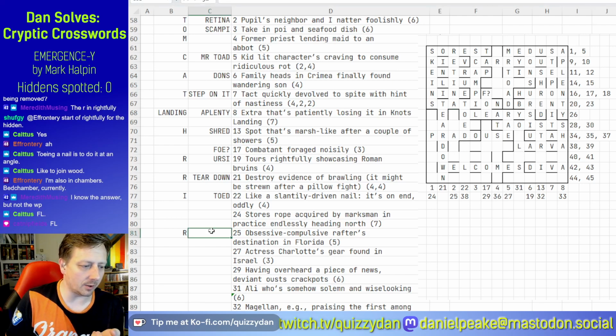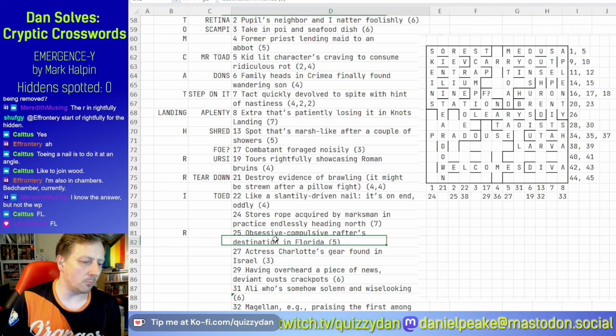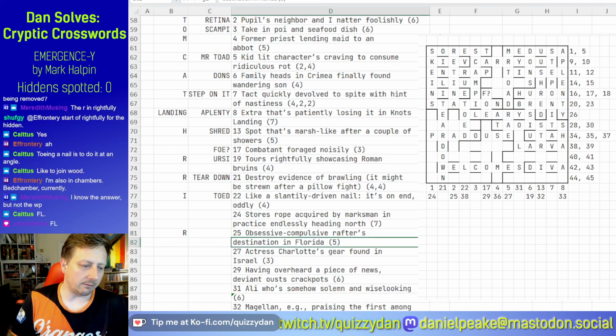I don't quite know what's going on, but I'm pretty sure that rafter becomes after. Because we can have maybe OC after a destination. No. Yeah, after a destination. Don't know. Moving on. That corner is being irritating.